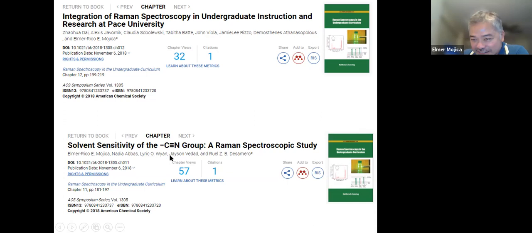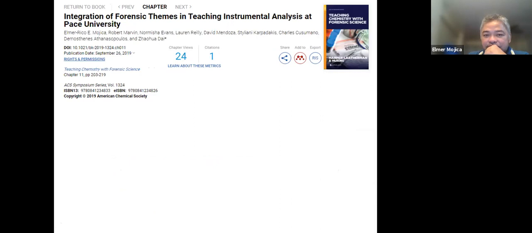And then we have, again, the cyano: solvent sensitivity of the cyano group, a Raman spectroscopic study. We looked at different compounds that contain cyano and tried to see the effect if we change the polarity of the solvent or change the pH. We have experimental results, and at the same time we also have theoretical results.